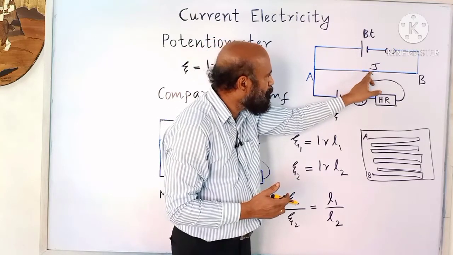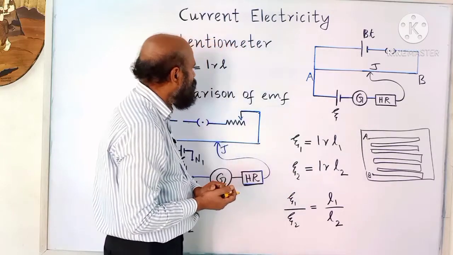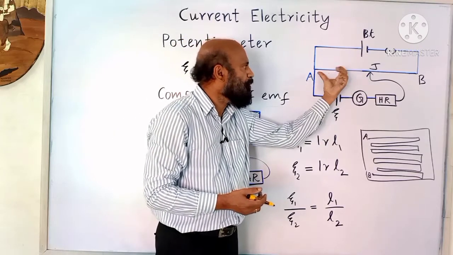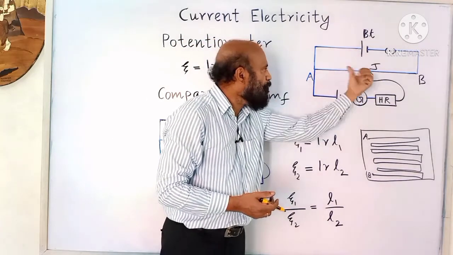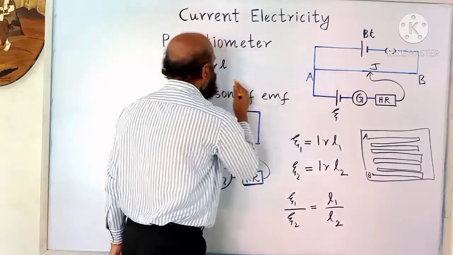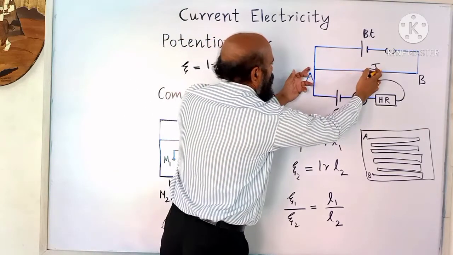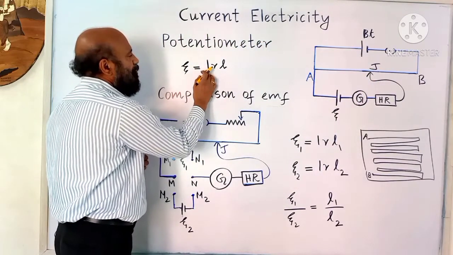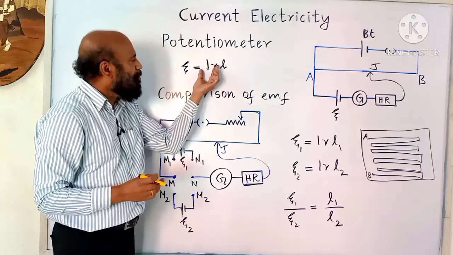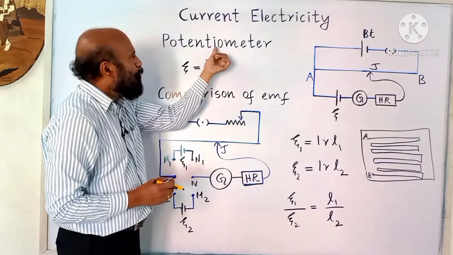You adjust this jockey. So at one point, the galvanometer will show zero deflection. At that time, the EMF of the cell will be equal to the potential difference here. Potential difference is I R L, where R is the resistance per unit length of the wire. If you multiply by L, this is the resistance of this wire. According to Ohm's law, potential difference is equal to current multiplied by resistance. Resistance of this wire is R L. So this is the principle of the potentiometer.